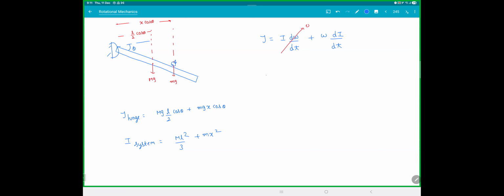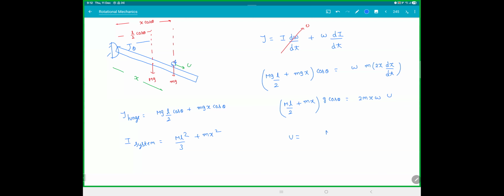So torque here will be mg L by 2 plus mg x cos theta, which must be equal to omega times dI by dt. Differentiate this, dI by dt will be m 2x dx by dt. And remember, x is this distance, so the rate of change of x will be the speed of the insect along the rod. So this would be (ml by 2 plus m x) g cos theta equals 2mx omega u. You'll get it.